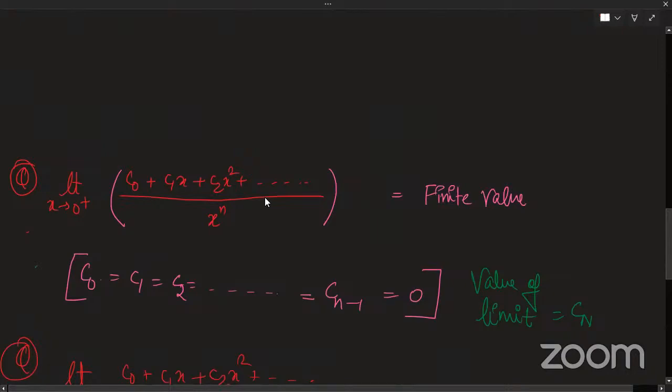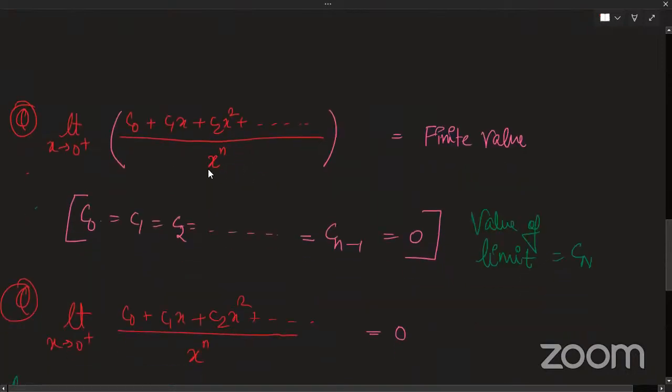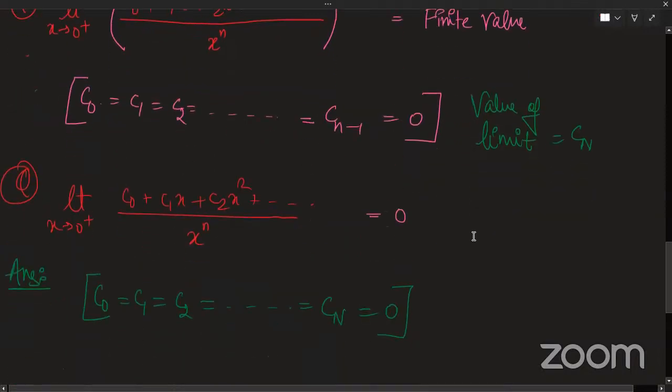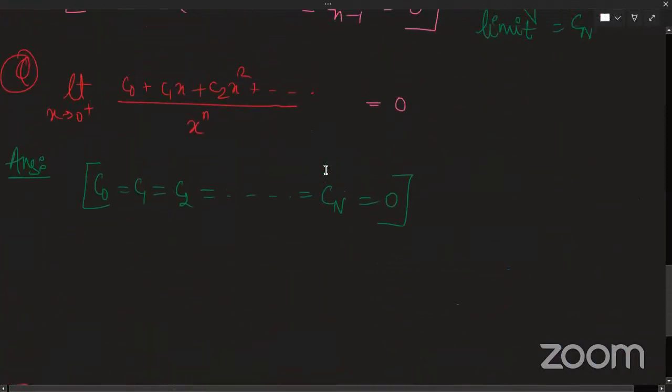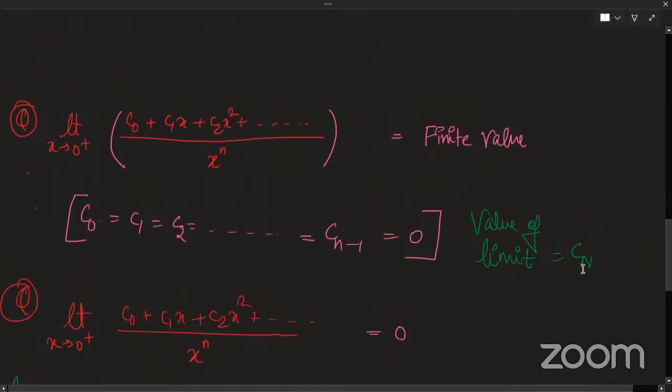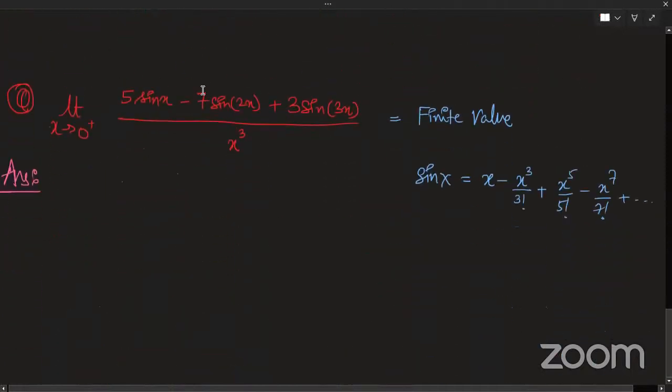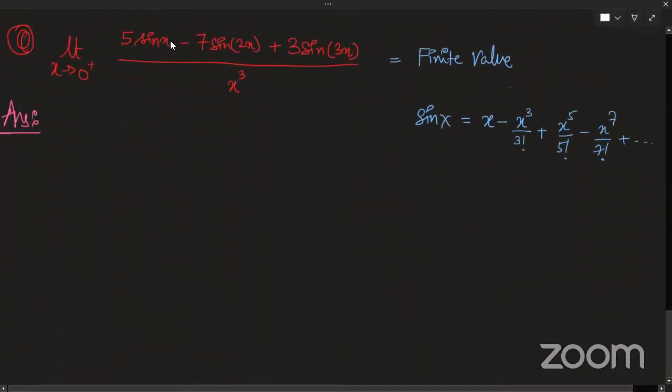If I had x raised to n in the denominator, the coefficient of what power of x was deciding my value of limit? X raised to n, right? Cn was the coefficient of x raised to n. So now tell me, what power should I be looking at in the numerator? x raised to 3, correct.